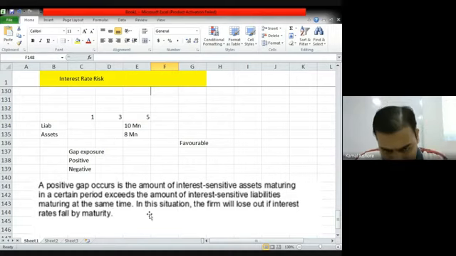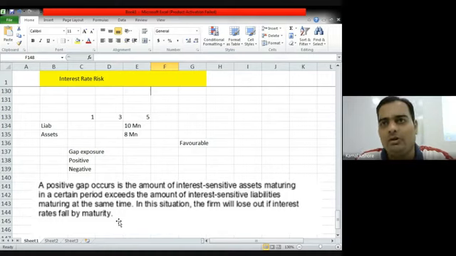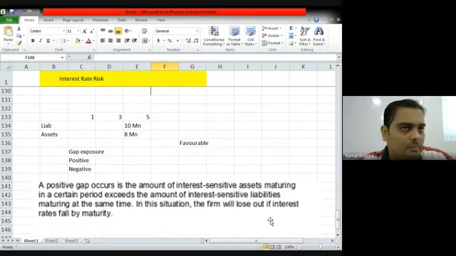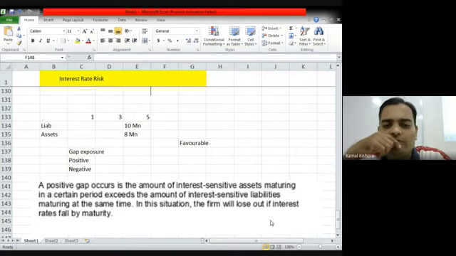At the same time, in this situation, the firm will lose out if interest rates fall by maturity. Right? If the interest rates decrease, I may lose out. Why? Because I'm having net positive exposure, positive gap. Able to understand this?